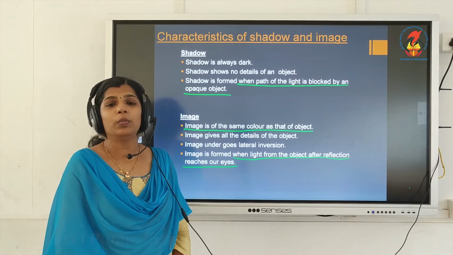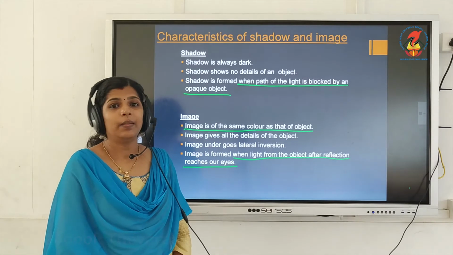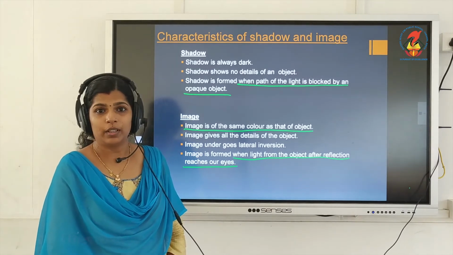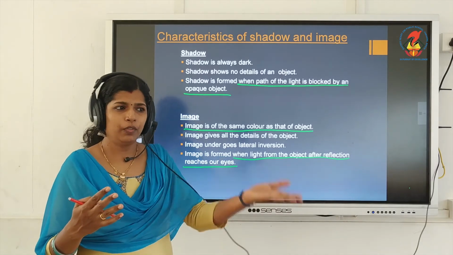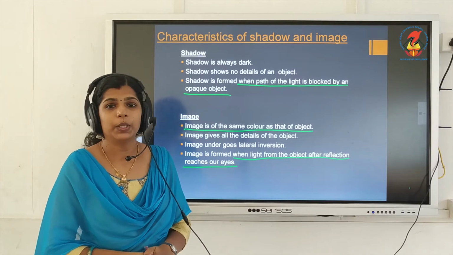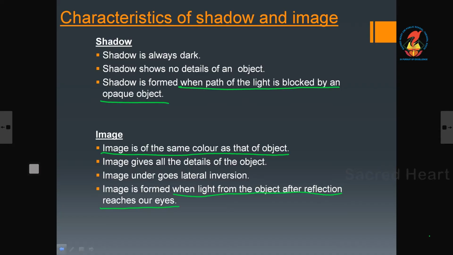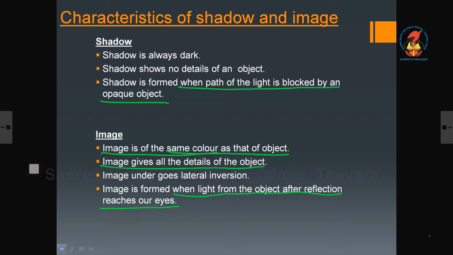But the image formed by the plane mirror will be the same as that of the object. If the object is red in color, its image is also red in color. If the object is purple in color, its image will be also purple in color. That is, the image is of the same color as the object. Now, the image gives all the details of the object.